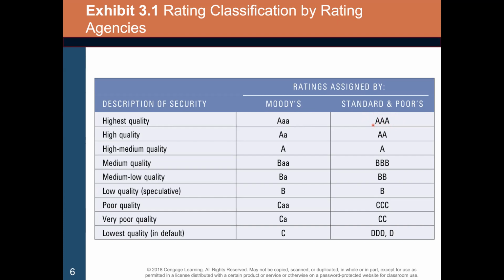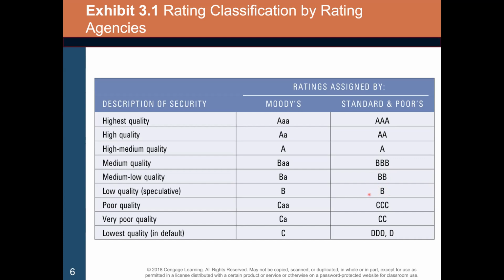So there are actually 2 companies in the US that are AAA rated: Microsoft and Johnson & Johnson. So 2 companies have better ratings than the US. So you can see we've got highest quality, high quality, high to medium, medium quality. We get into the Bs at medium quality, triple B, double Bs, medium low.